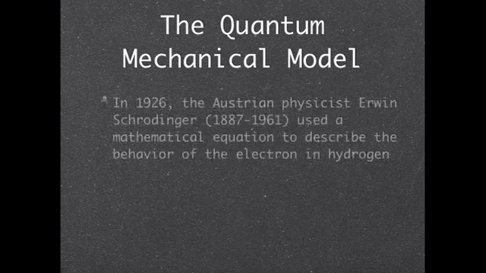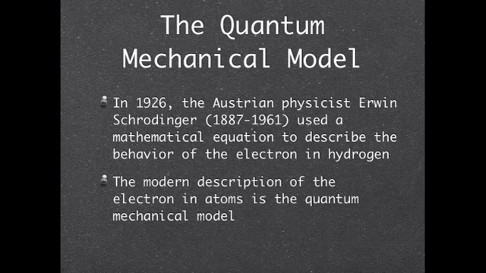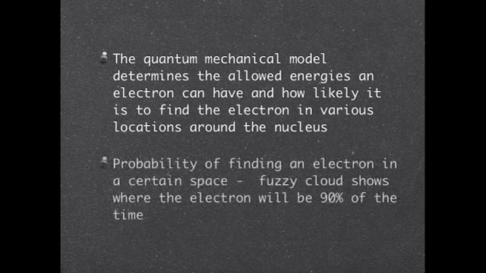So then the current model is the quantum mechanical model proposed by Schrödinger back in 1926, and that's the model that's been around now for quite a while, nearly 100 years, what we believe. And it's mostly just a mathematical equation. It talks about probabilities and where you're going to find the electron. So the current model is called the quantum mechanical model, and what it says is that there are certain energies that are allowed, and you're going to find the electron in certain areas with certain probabilities.